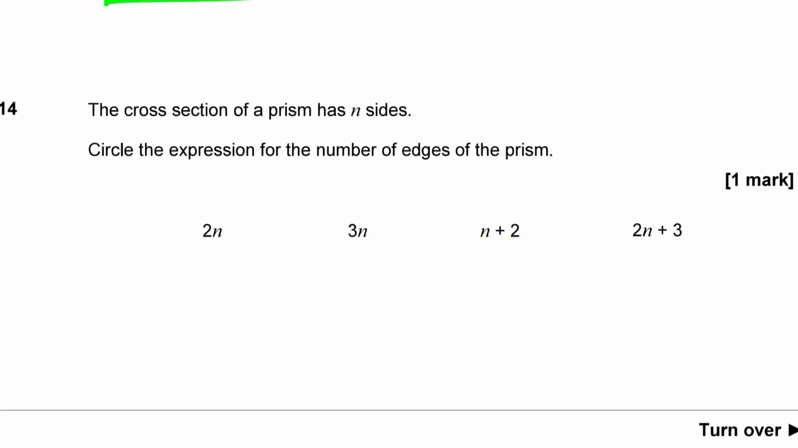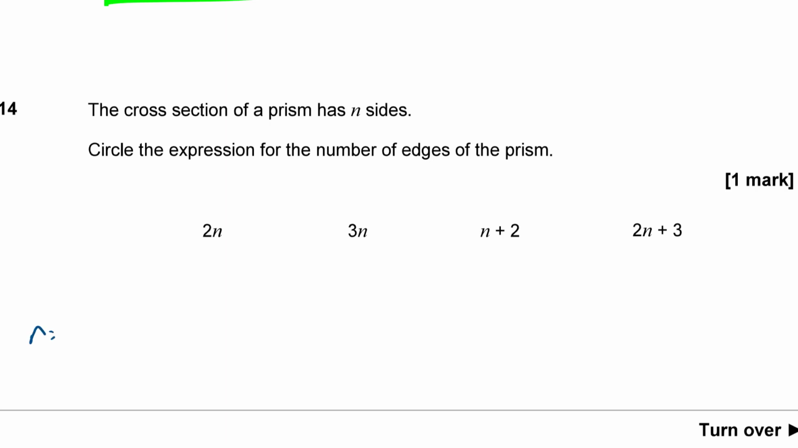Question 14. The cross section of a prism has n sides. Circle the expression for the number of edges of the prism. Is it 2n, 3n, n plus 2, or is it 2n plus 3? Okay, let's just think about an example first.